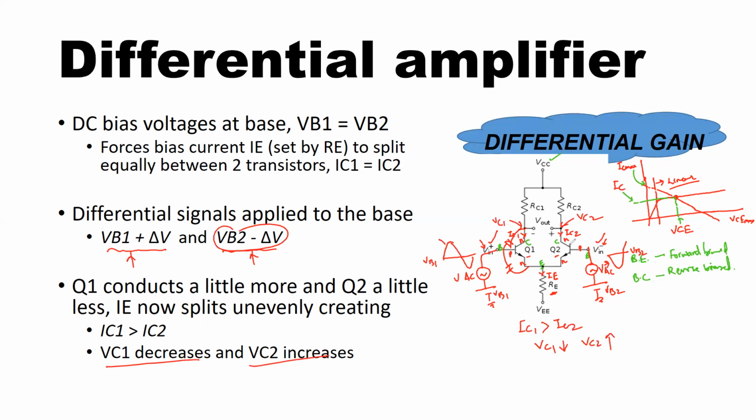Because you have more IC here, there will be more drop across the resistor RC1. Therefore, VC1 is going down and VC2 will go up. All right, so we are going good here.